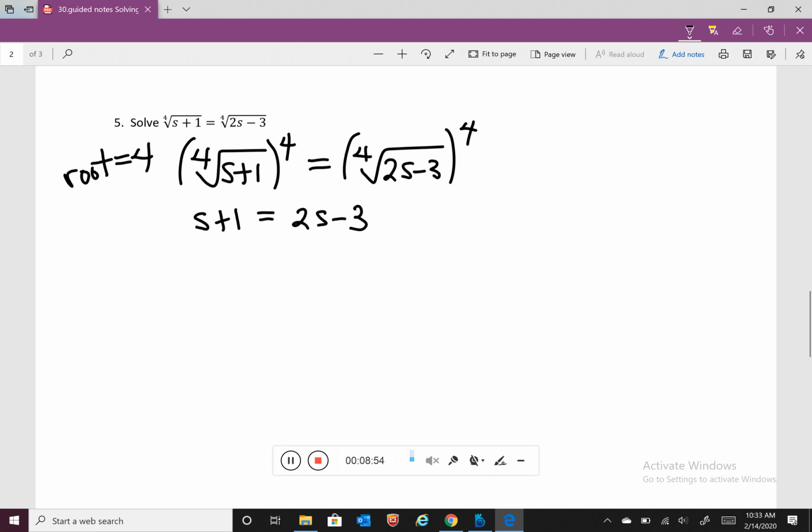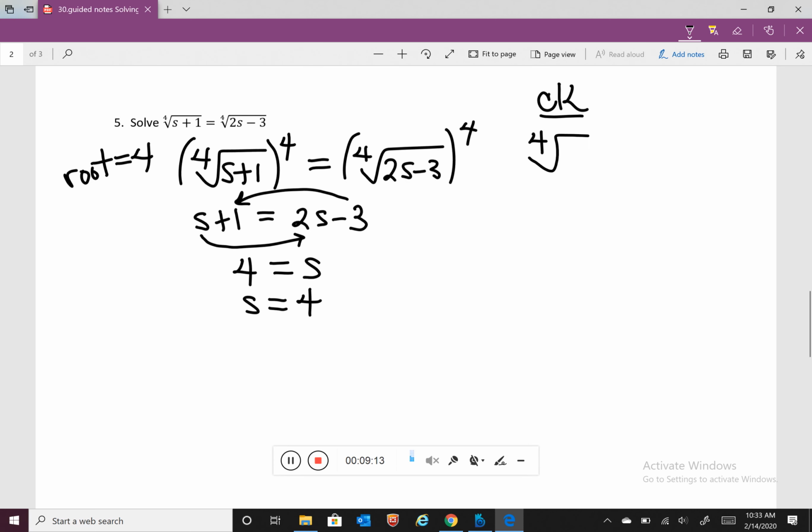And we can do so in one way. We could subtract s, and we can add 3. So that gives us 4 is equal to s, or s is equal to 4. And let's check that. So we have a potential solution of s equals 4. We have 2 places to input that. So we have the 4th root of 4 plus 1 equals the 4th root of 2 times 4 minus 3.